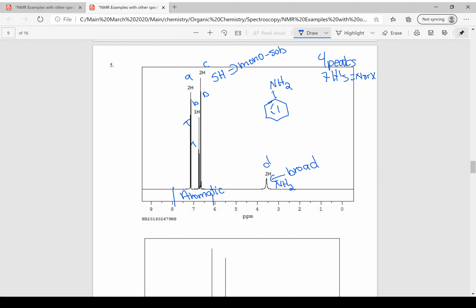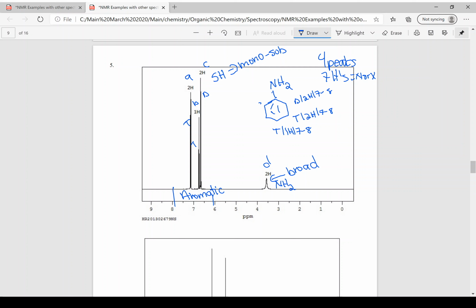Alright, let's double check here. Right here, I would expect a doublet that integrated for 2, somewhere between 7 and 8. Right here, I would expect a triplet that integrates for 2, somewhere between 7 and 8. And this one would be kind of a triplet for 1 hydrogen, somewhere between 7 and 8. Was there a doublet for 2? Was there a triplet for 2? Why, yes, there was. And was there a triplet for 1? Wow, and that was actually the splitting patterns too.